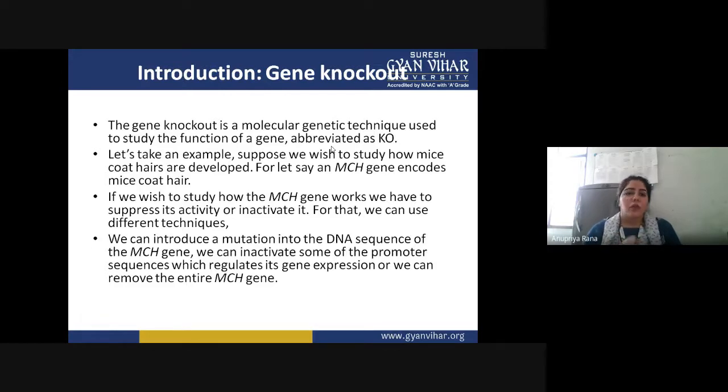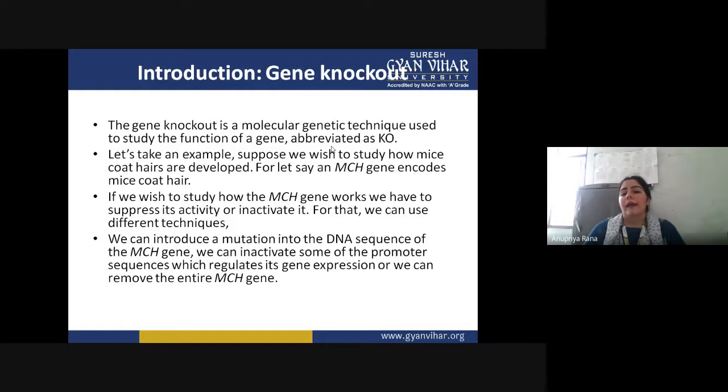If we remove that MCH gene, which codes the protein for the formation of hair in mice, if we knock out or extract that gene, then we will see, 100% surely, a variation in the mouse hair, or the color, or sometimes the fur. If this gene is responsible for the formation of hair, then there will be no hair if we knock out that particular gene. So if we wish to study how the MCH gene works, we have to suppress its activity or inactivate it.